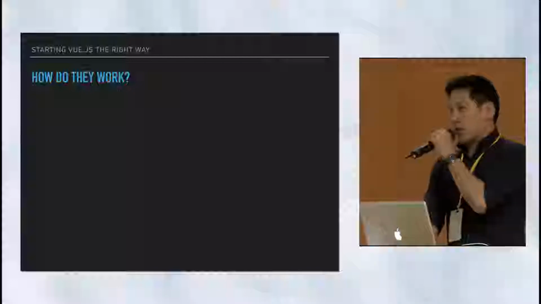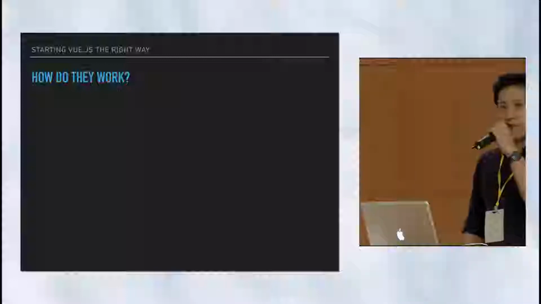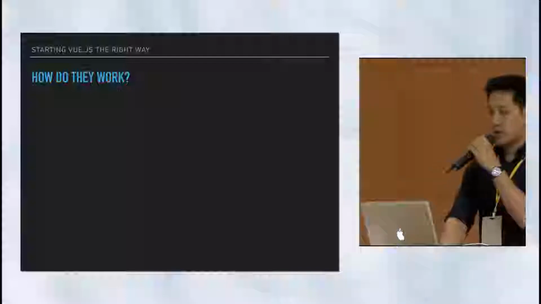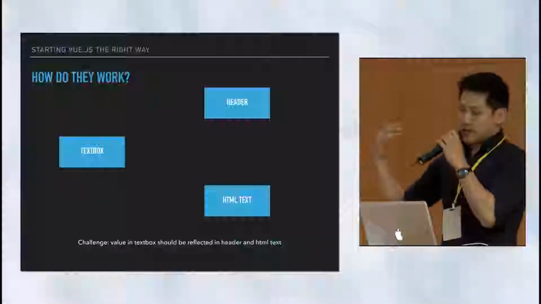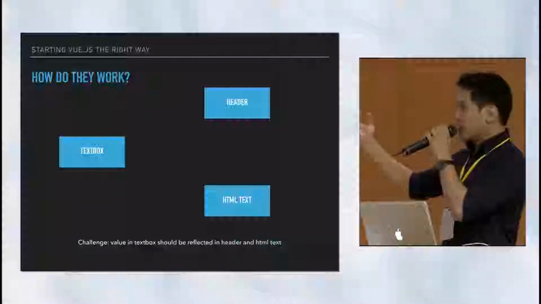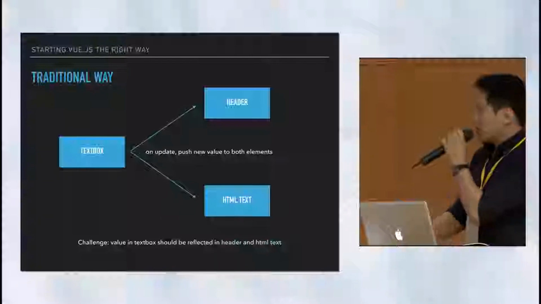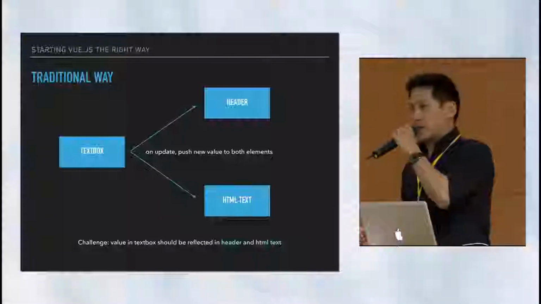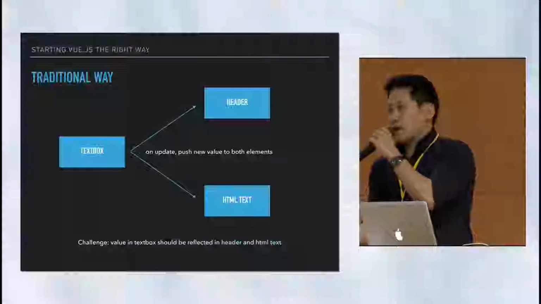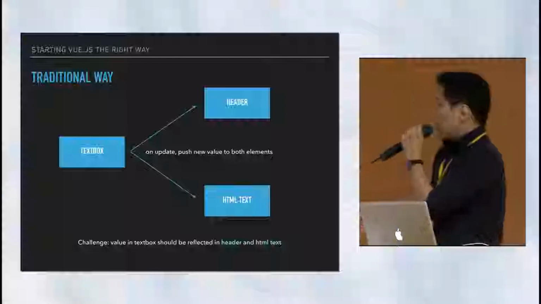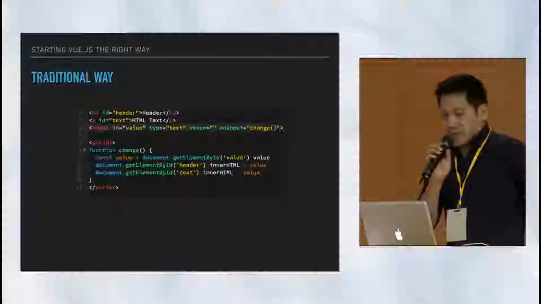So when we talk about reactive frameworks, how exactly do they work? How do we differentiate reactive patterns from traditional patterns? Traditionally, whenever we work on the front end, for instance, in this example, we have a text box that needs to send updates to maybe a header and an HTML text. So traditionally, when we code, we usually would couple the text box to all the elements that need to be updated. That means that anytime you update a text box, you're pushing information to a set list of recipients. For instance, anytime you update the text box, we would push new values to the header as well as the HTML text. So this is how it looks like in code.